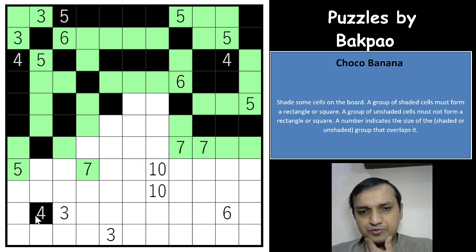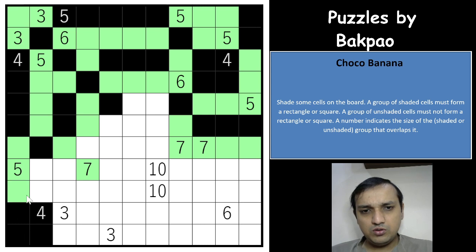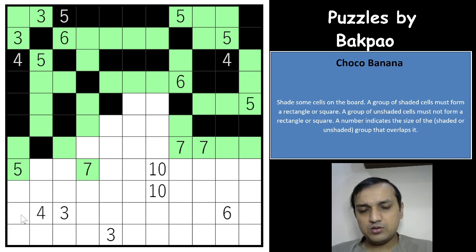If this is a shaded cell, there are only two possible ways for the 4 to be completed, either this way or this way, right? But it has to form a square. If it goes down, it's fine for now. It cannot go up because then 5 doesn't have enough space here.